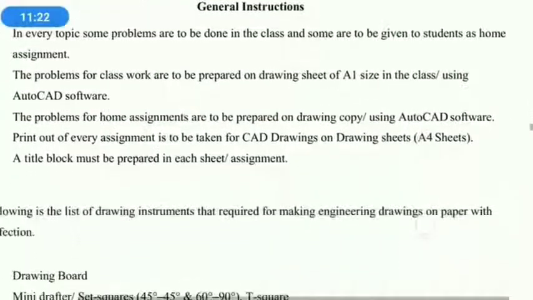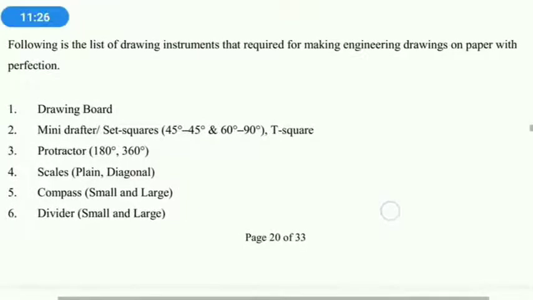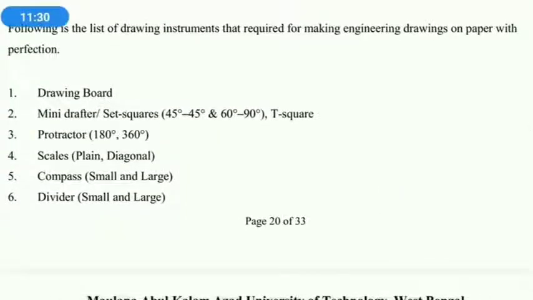Now some of the instruments have also been given in the syllabus. You can see over here the essential requirement, that is the drawing board, and we have to purchase a mini drafter or set square, whichever is possible for you. So set squares are given as 45 and 60/90 measures, T square also.